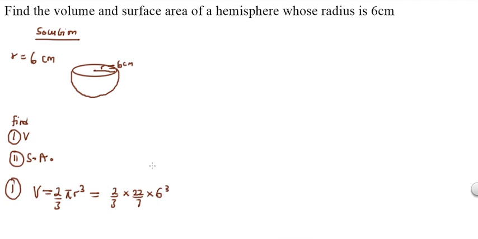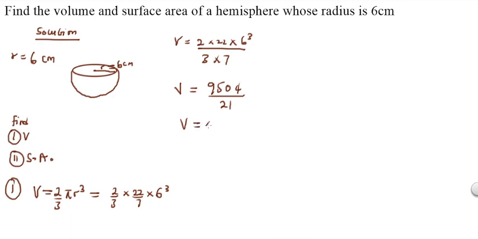So if you multiply all the numerators here, V is equal to 2 times 22 times 6³ divided by 3 times 7. If we multiply all the numerators, 2 times 22 times 6³, we'll get 9,504. Then for the denominator, 3 times 7 is 21. So we have 9,504 divided by 21. We get our volume as equal to 452.57 centimeter cube. So that's the volume of this hemisphere.